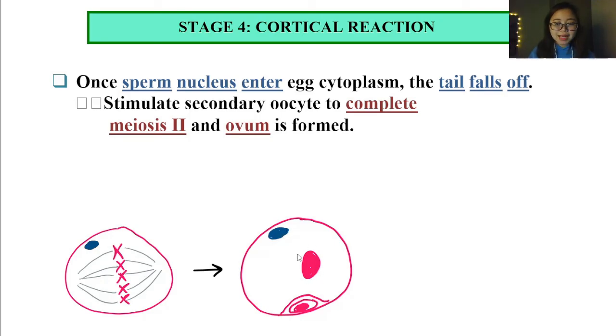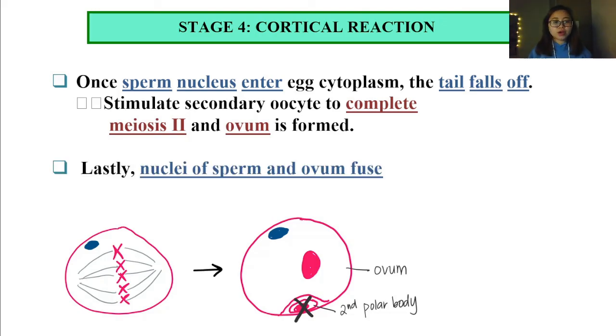The blue is the nucleus of the sperm. The pink in the middle is the nucleus of the ovum. And the small one below is the second polar body. So you can refer back to your notes on 9.3 for this. It will produce a second polar body, but don't worry, the second polar body will eventually disintegrate. So if it disintegrates, we are going to continue with the next part, which is the nuclei of the sperm and the ovum will fuse.